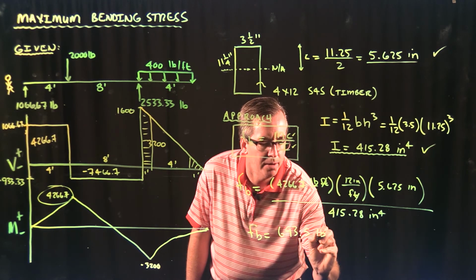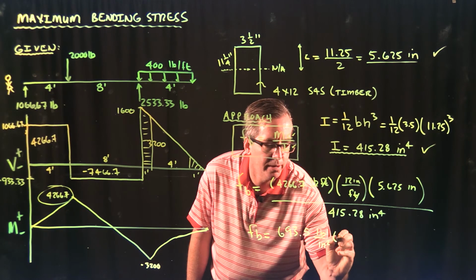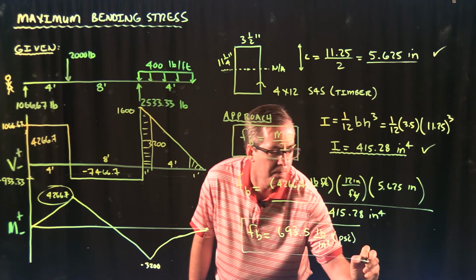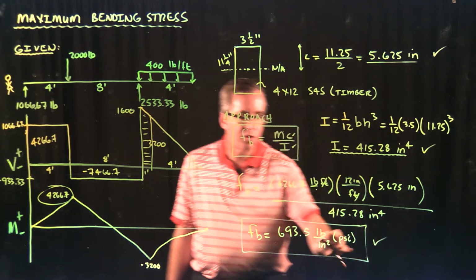693.5 pounds per inch squared, right? Also known obviously as PSI. Okay. And that's our maximum bending stress.